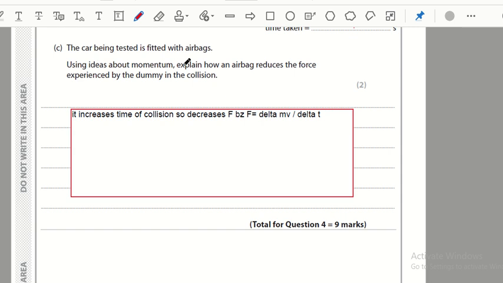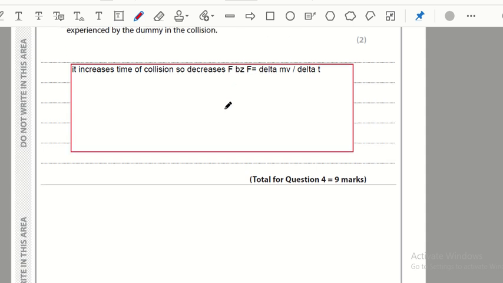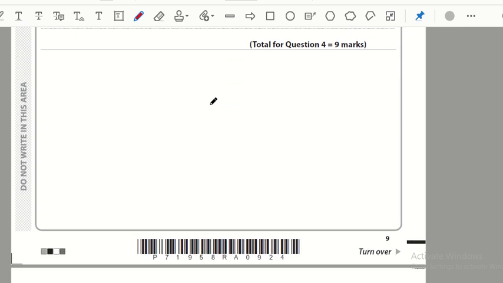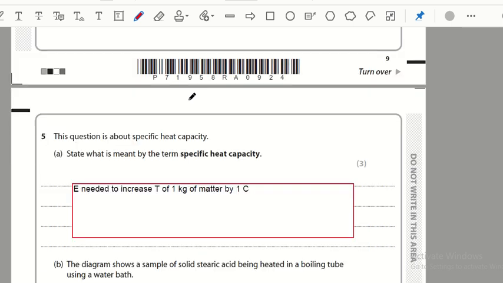Car being tested is fitted with airbags. Explain how airbag reduce the force. It increases time of collision, so decreases the force, because force is equal to delta p or delta mv over delta t. So as delta t increases, force decreases, and hence harm for dummy or for the potential driver will decrease.